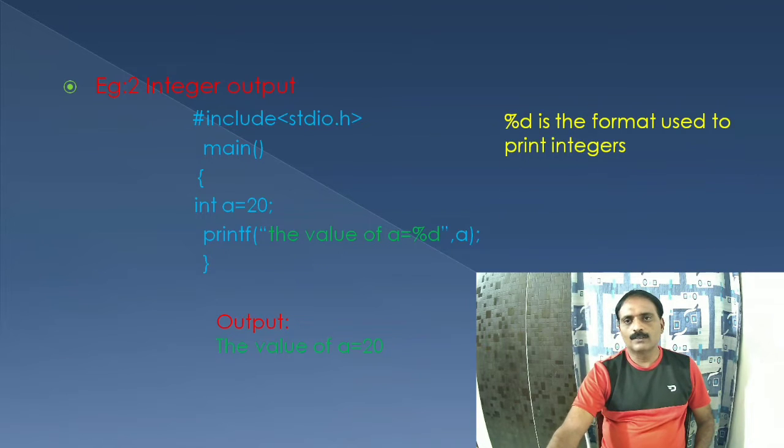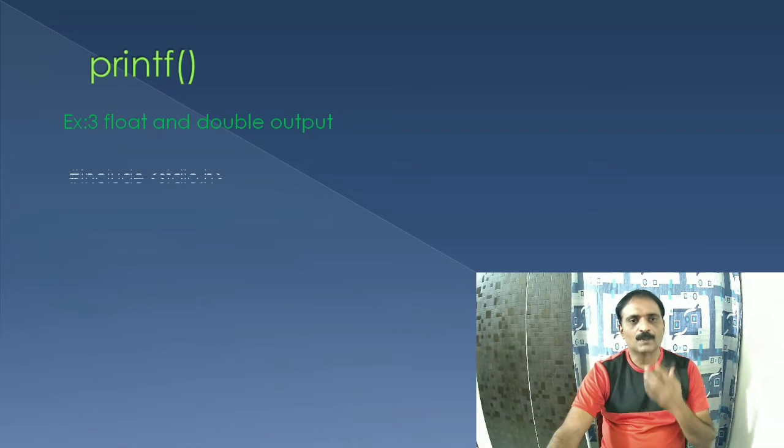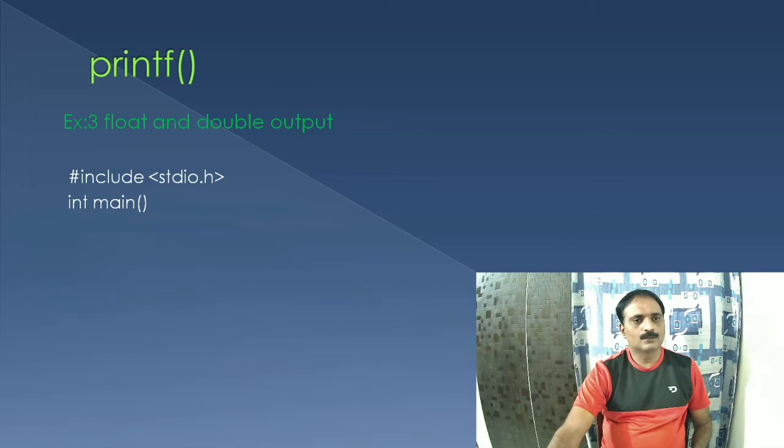Similarly, the third one is float and double output. Actually, these two keywords are used in order to represent real values. So here I am declaring a equal to 10.5 as a real. Float means we have to understand that a is a real value, and similarly double means we are going to use more memory for b, which is equal to 32.6.